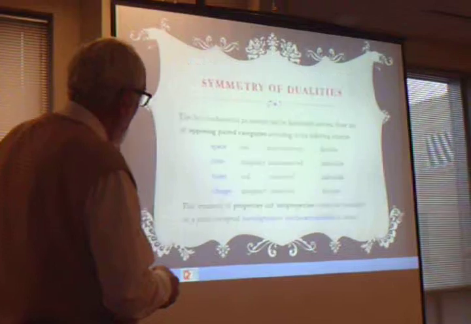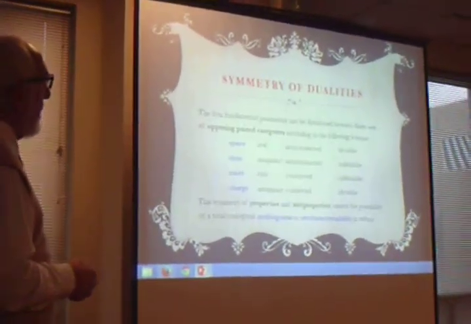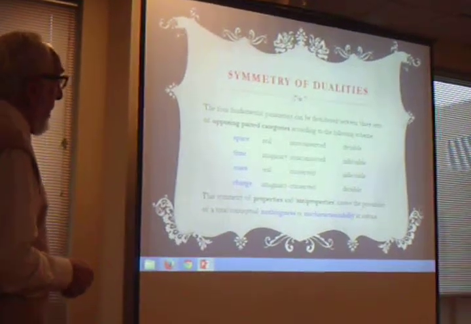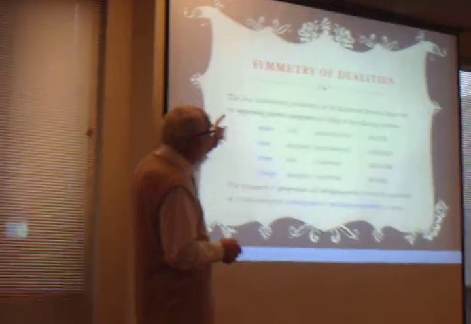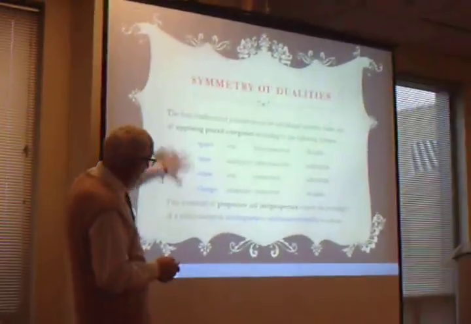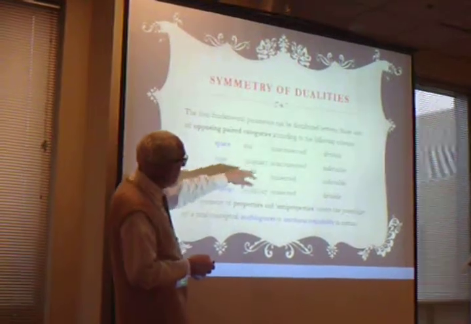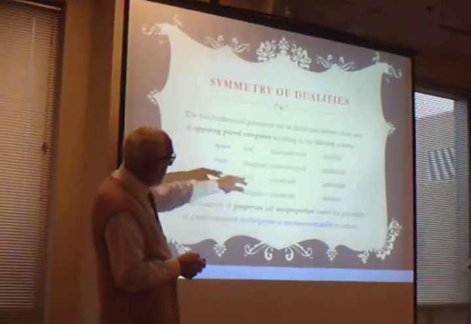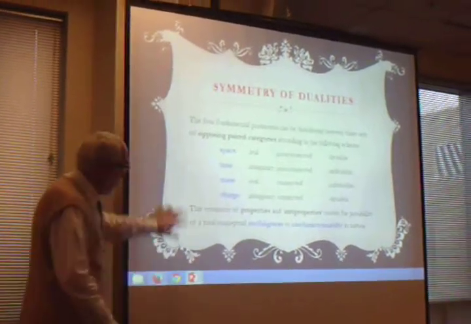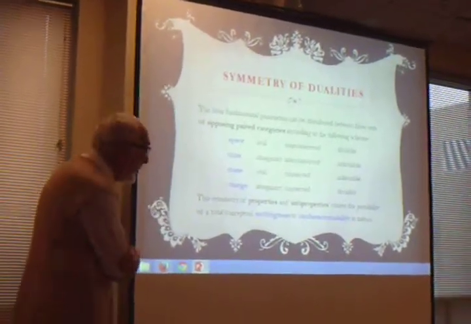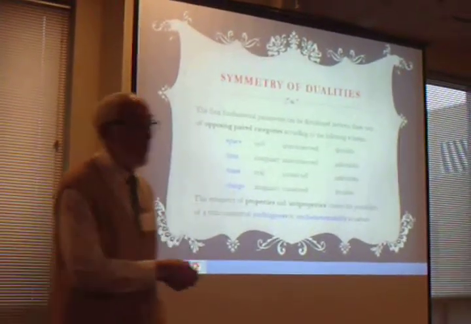In his presentation yesterday, he talked about those. And then he talks about the symmetry of those dualities. They can be distributed between the three sets of opposing paired categories according to this scheme. Space is real, non-conserved, divisible. Time is imaginary, non-conserved, indivisible. Mass, real, conserved, indivisible. Charge is imaginary, conserved, indivisible. So the symmetry of the properties and anti-properties creates the possibility of a total conceptual nothingness.